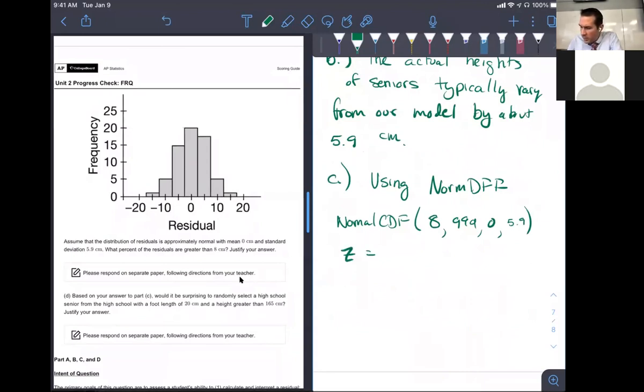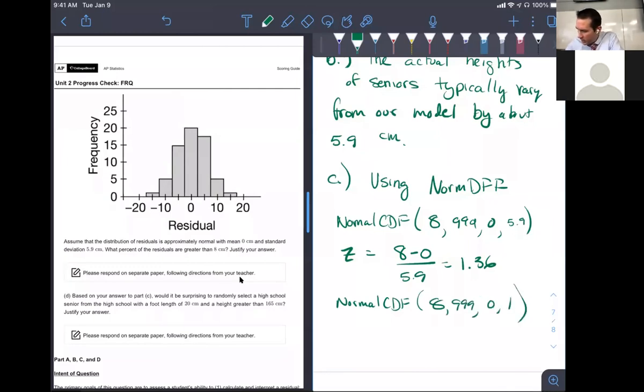Yeah. Our z-score would be 8 minus 0 over 5.9, so we would get a z-score of 1.36. So if I wanted to use the standard normal model, then I would use normal CDF from, instead of 8, it would now be 1.36, to 999, some large number, with 0, 1. Okay.